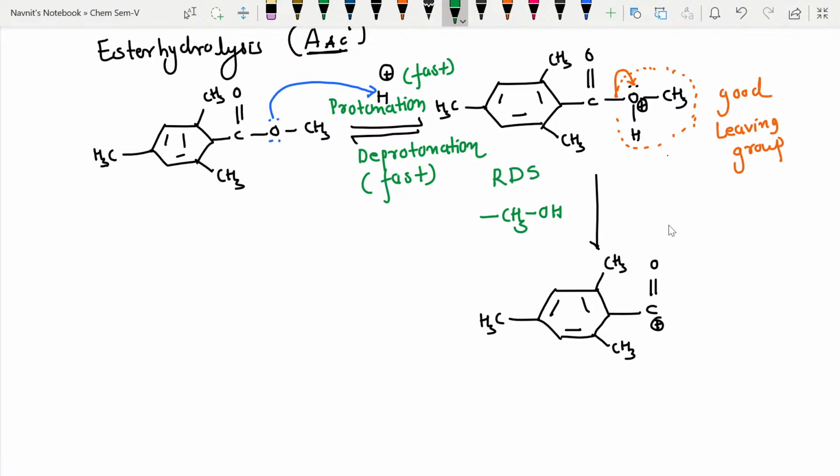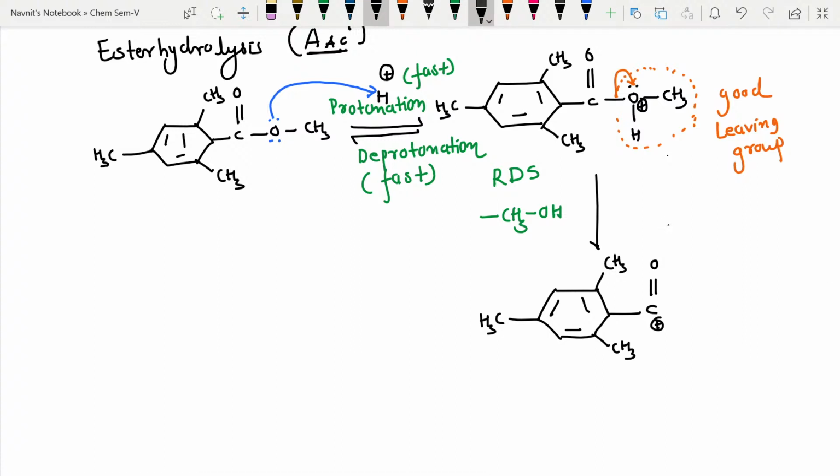If you observe in the rate determining step, only one species is involved. That is this protonated ester. That's why it is unimolecular. So in the rate determining step, only one species is involved, that is a protonated ester. That's why this mechanism, or this reaction, is a unimolecular reaction.